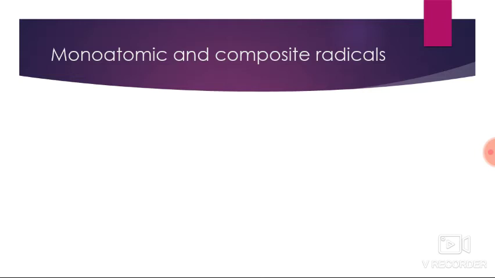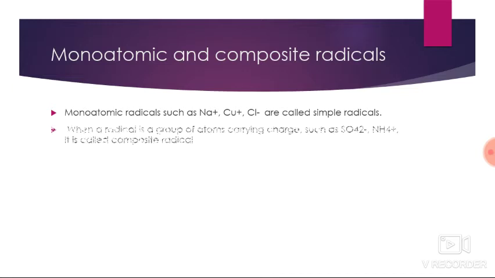There are two more types of radicals, that are monoatomic and composite. So, monoatomic radicals such as Na+, Cu+, Cl- are called simple radicals. They are having the atoms or radicals which are having only a single valency, one valency, which is called monoatomic. It doesn't matter which charge it is having, it should have only one valency, so it is monoatomic.